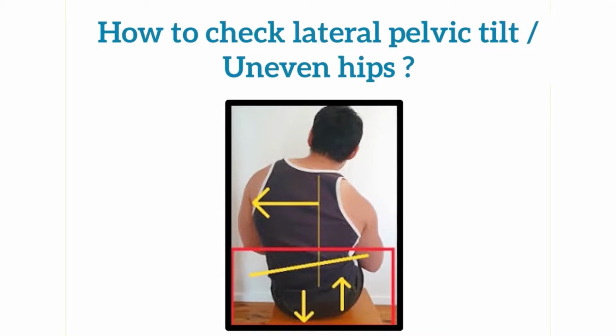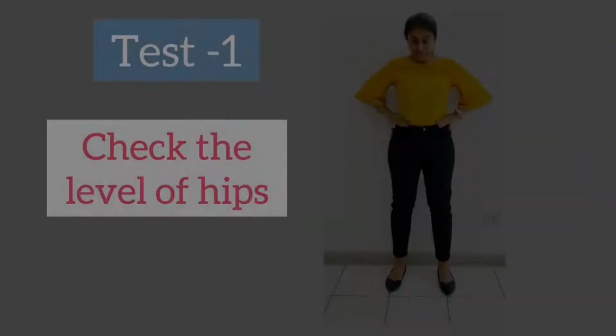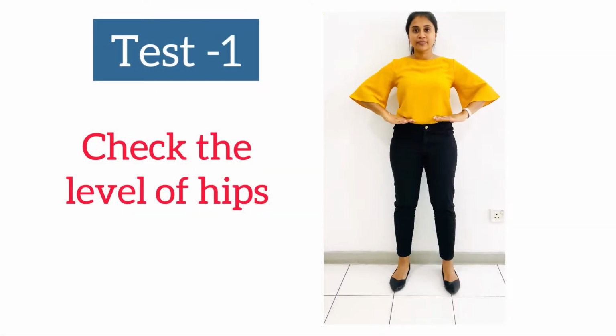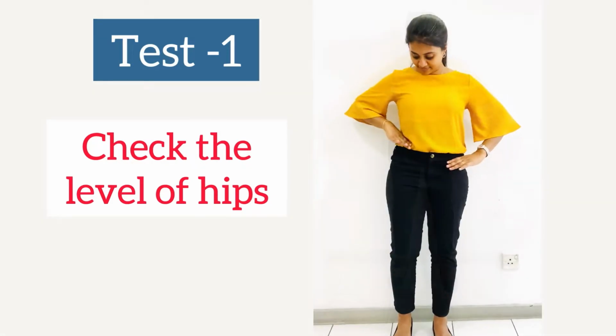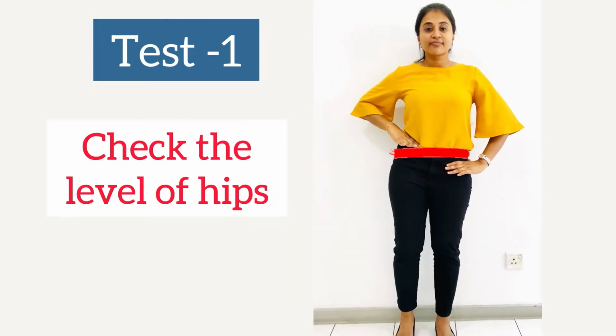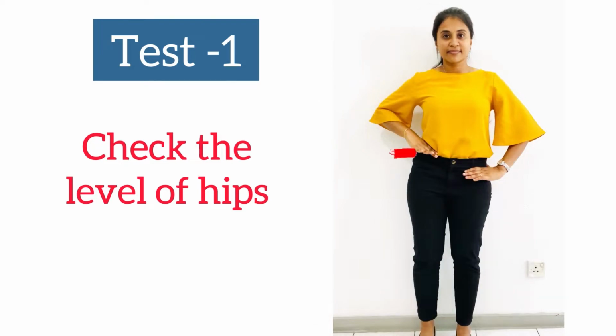How to check for lateral pelvic tilt or uneven hips? Here I am going to show you a few tests that you can do at home to self-analyze your hip levels. So we'll go one by one now. Test 1. Stand in front of a mirror and check the level of your hips. Your right and left should be at the same level.